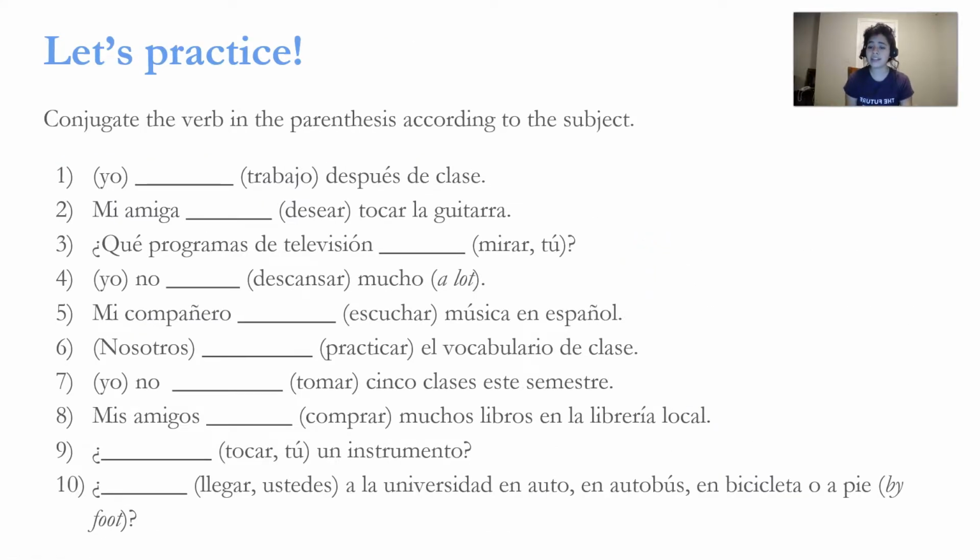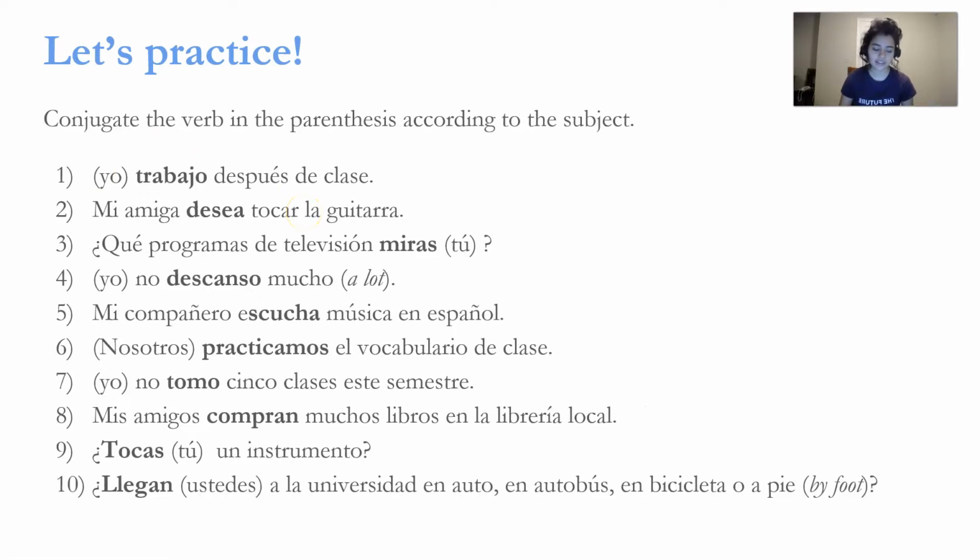Okay, we're gonna do a practice now. You have to conjugate the verb in the parentheses according to the subject. I'm giving you the subject in some of them in the parentheses, in the cases where you don't need the subject pronouns. Here you can check your answers. To check your answers, just pause the video.